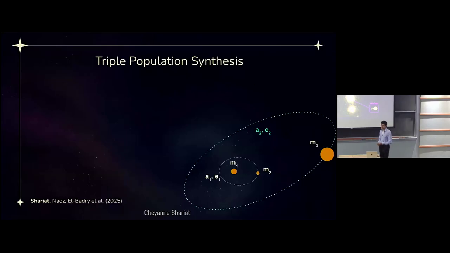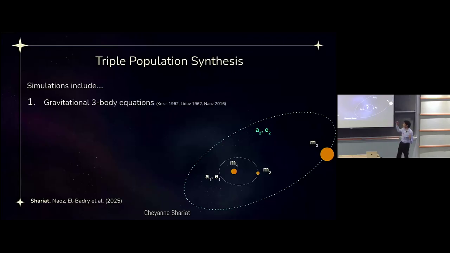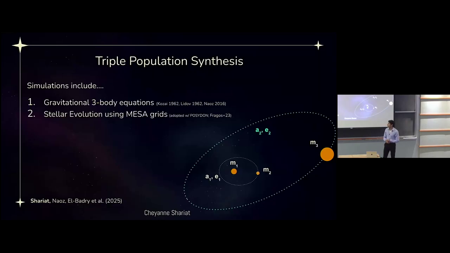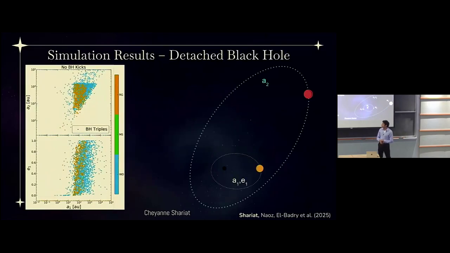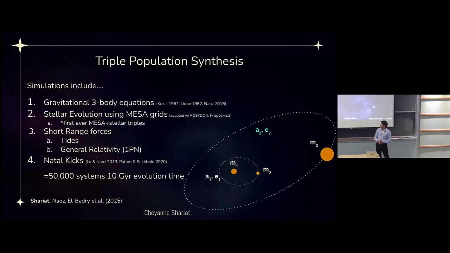But I want to say that that was just one proposed channel and motivated by the fact that there is an observed system. What I'm interested in doing is saying, in a landscape of both binaries and triples, what is the role of triples? So what I did is I ran a triple population synthesis. I initialized all types of triples with semi-major axes and masses using our state-of-the-art simulations that include gravity. They include stellar evolution for each star using MESA grids. As far as I'm aware, this is the first time this was implemented in a triple code self-consistently. We have short-range forces like tides and GR, and we also include natal kicks. So that's 50,000 systems, and we evolve them for 10 gigayears. And what are the results?